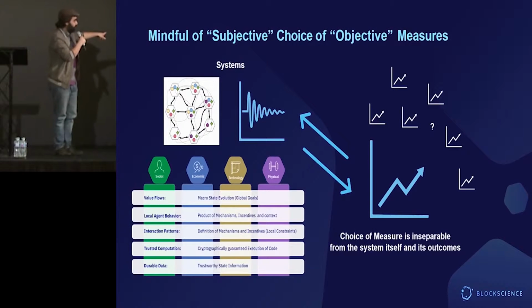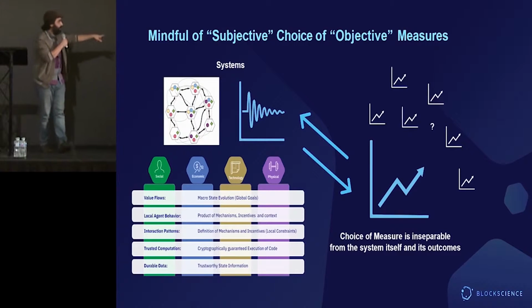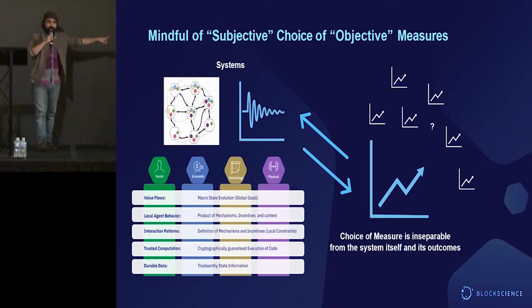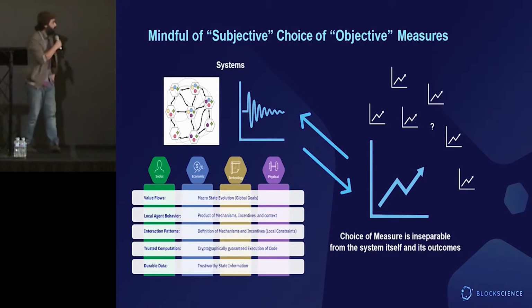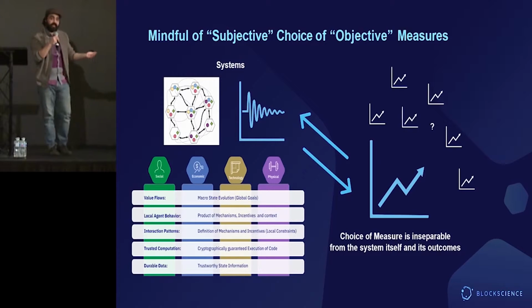This is where I briefly brought up this idea that we make subjective choices about objective measures all the time. And I think this is a really big thing for us to think about when we're designing systems. Like, what objective measures did we encode into these systems? And what is the impact of those? What is the impact of using a different one? What's the impact of having more than one?